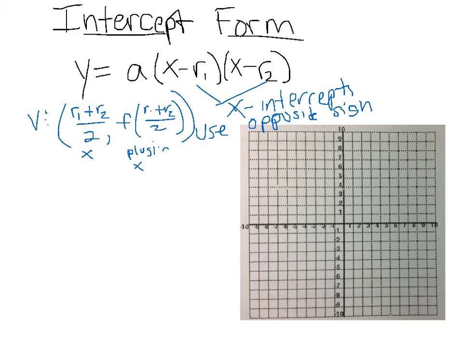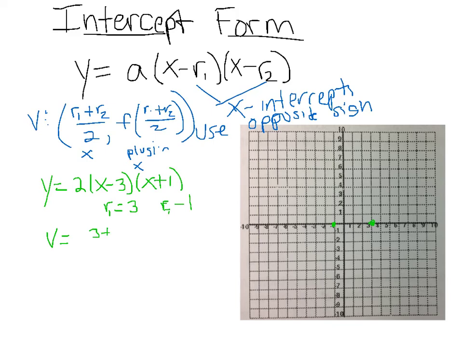So if we have the equation, we're going to use y equals 2(x minus 3)(x plus 1). So looking at this, I've got one root at positive 3, one root at negative 1. So we can go ahead and plot those. We've got a root or an x-intercept here at positive 3, another one at negative 1. Now we need to find my vertex.